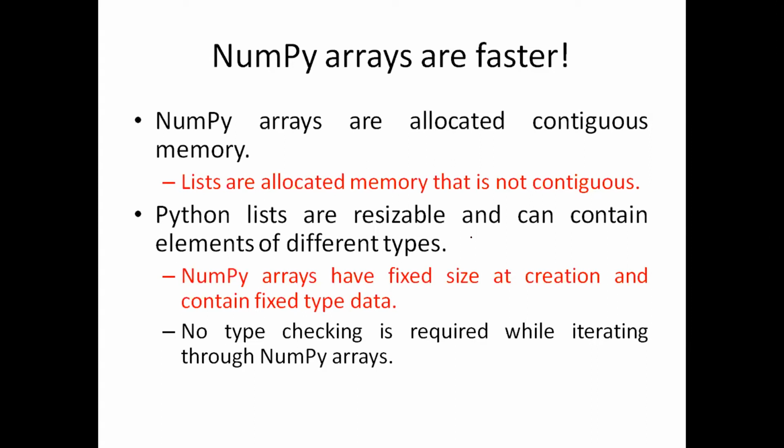And more importantly, there is no type checking required when it comes to NumPy arrays because all the elements are of similar type. Compare that with lists. Every element that I encounter on the list, I need to check what is its type. Is it an int or is it a string or is it a float or is it an object? And accordingly, I need to process that. And even during the traversal, the NumPy arrays are faster compared to Python lists.